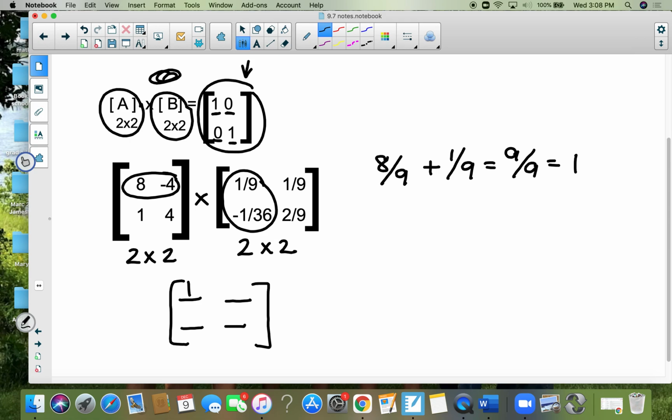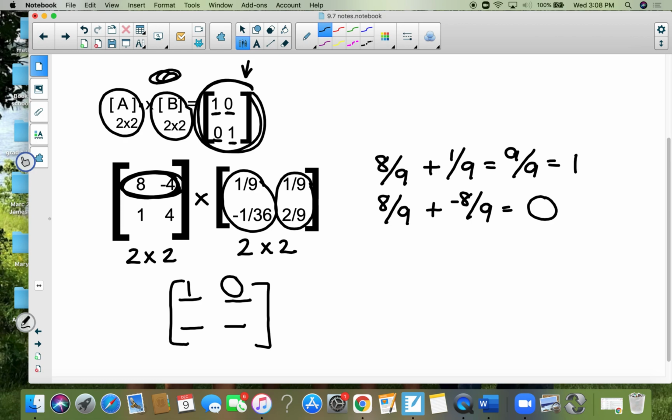Okay, now I'm going to do this row. I'm circling it again. And this column. 8 times 1/9 is 8/9 plus negative 4 times 2/9 is a negative 8/9, which ends up equaling 0 for this spot right here. And as you can see, they truly are inverses of each other because it's already got the 1 and the 0.